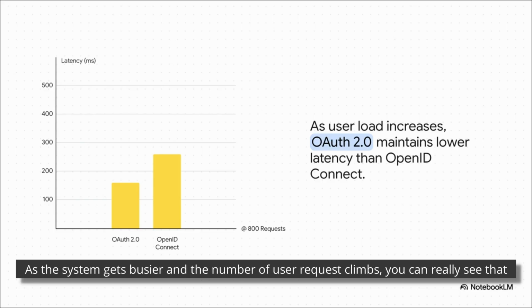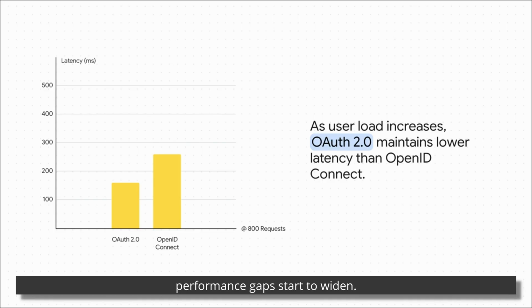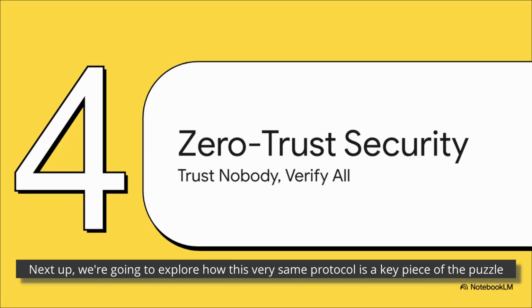As the system gets busier and the number of user requests climbs, you can really see that performance gap start to widen. That latency for OAuth 2.0, that first bar, it just stays consistently lower. It proves that for systems that just need to know what you're allowed to do, it's the more efficient choice, hands down.